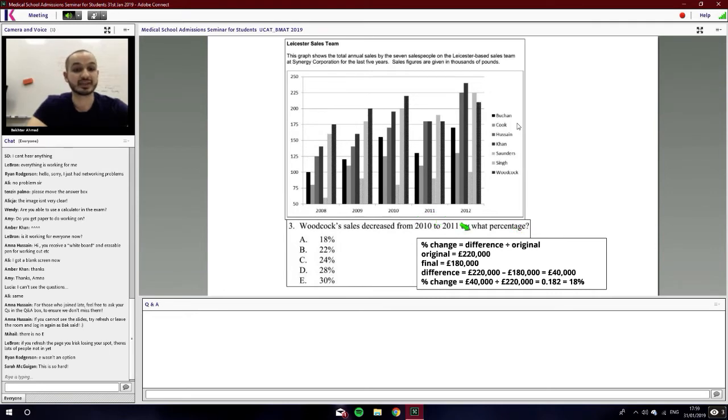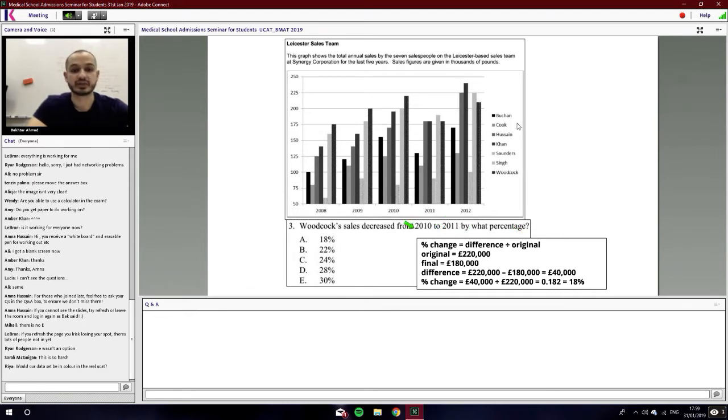So in this case, we're comparing it to the 2011 figure. Sorry, the original, so the 2010 figure, because that's what was at the beginning. And that is 222,000. So 40,000, the difference, divided by 220,000 gives you 0.182.